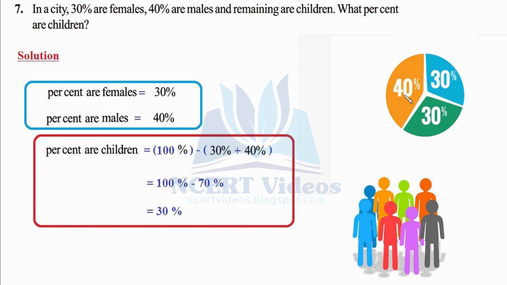So this means we have 40% males, 30% females, and 30% children. So in total, they add up to 100%. So percentages add up to 100. This is to be kept in mind. That is your question number 7.